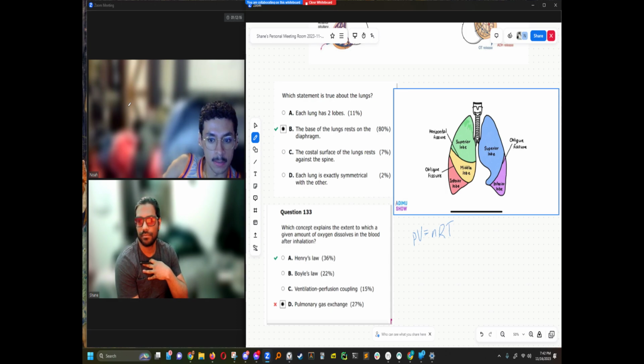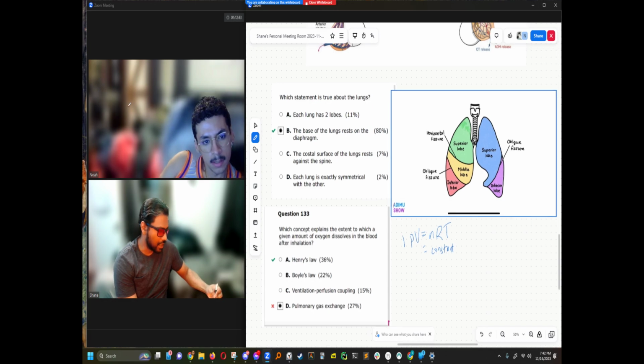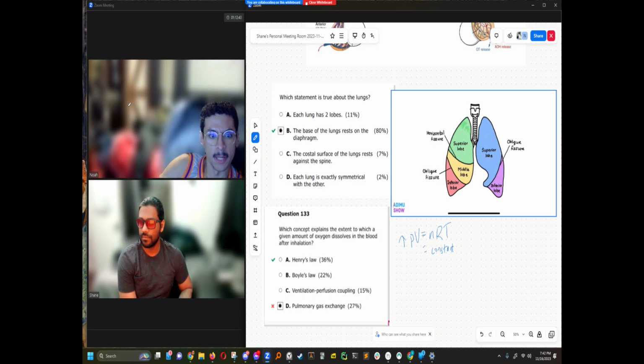Isn't pressure proportional to the amount of volume something may have? So if there's less volume, there's going to be more pressure, and if there's more volume, less pressure. So let's say this is all equal to a constant, right? And let's say we increase the pressure. That means there's less volume, no? When there's more pressure, there's less volume.